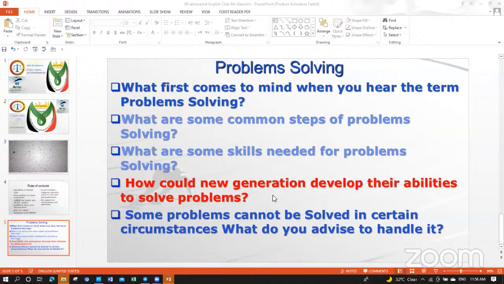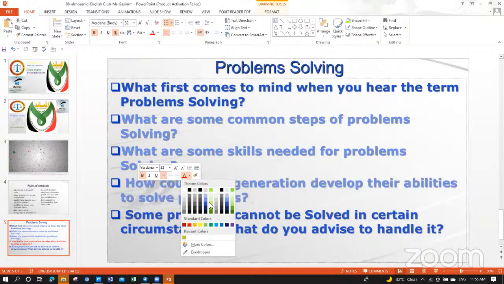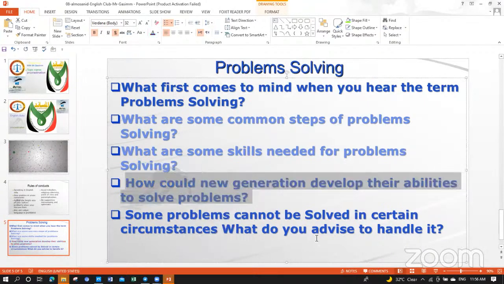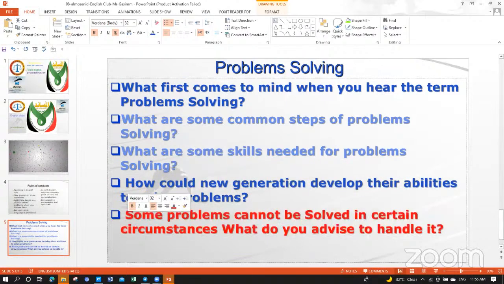Some problems cannot be solved in certain circumstances. What do you advise to handle it? It's true that not all circumstances are suitable for solving problems. And in this case, how do you handle the problem?